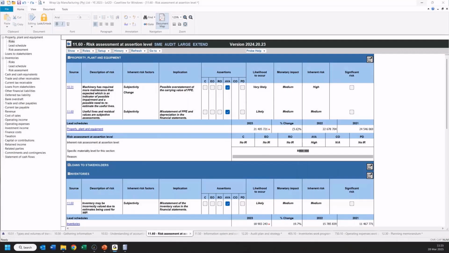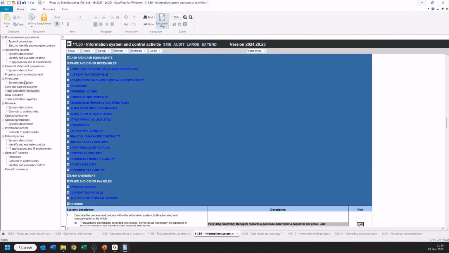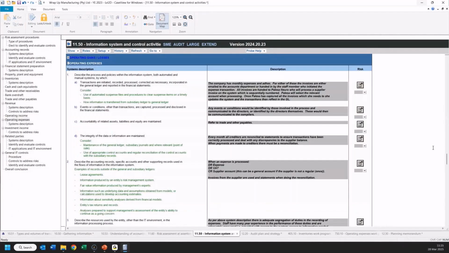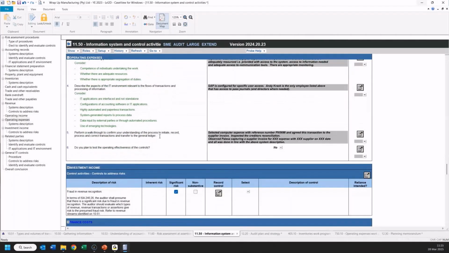Is that correct? So the walkthrough that we were looking at in 1150, I just want to give the script a moment to run. We were looking at the walkthrough here in operating expenses. This walkthrough is specifically done to make sure that we understand the system description. So we didn't go and identify any controls.